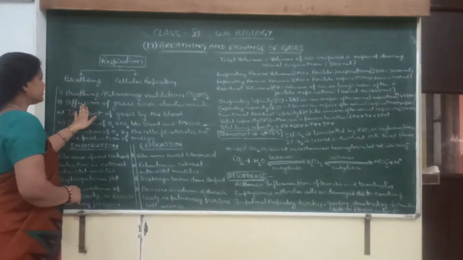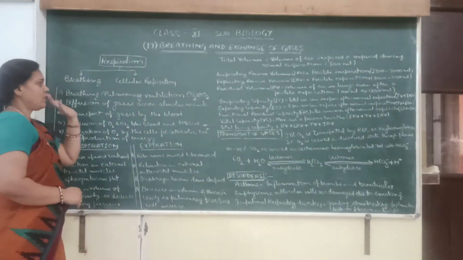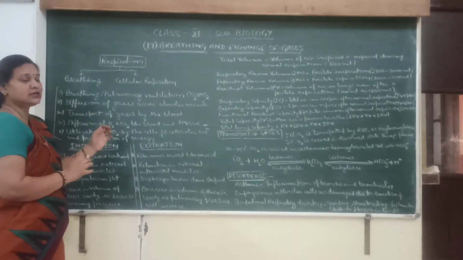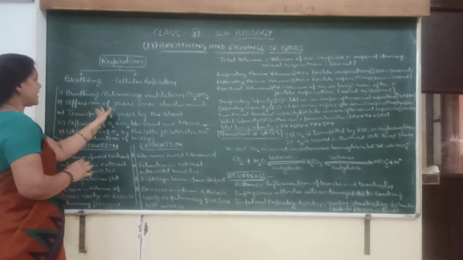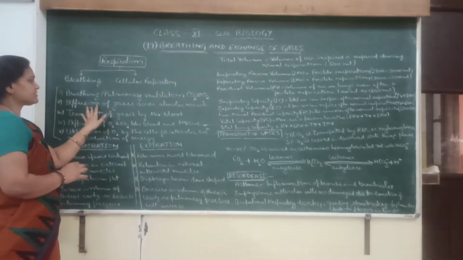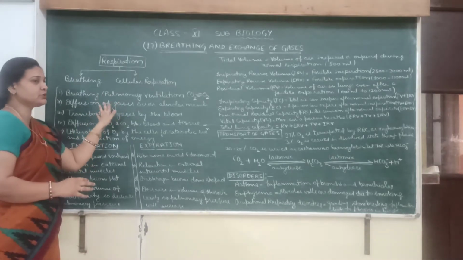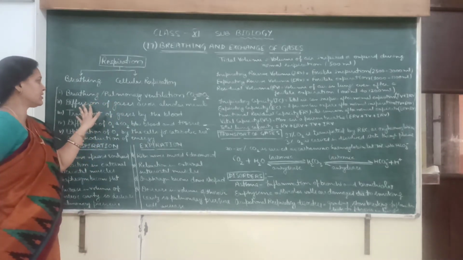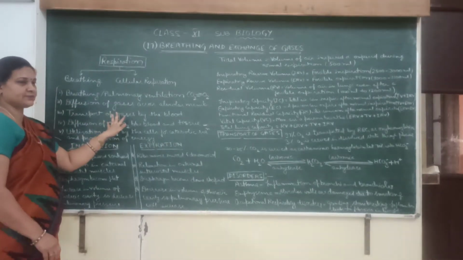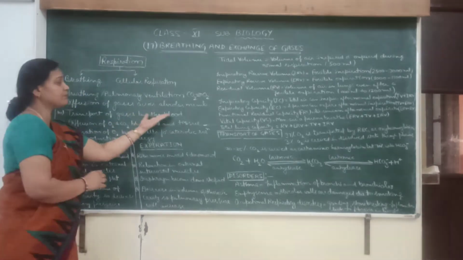The second is diffusion of gases across the alveolar membrane. When the oxygen-rich air is filled in the lungs, then the exchange or diffusion process takes place, because diffusion is the movement of gases from higher concentration to lower concentration. Then the third point is transport of gases, transport of carbon dioxide and oxygen by the blood.